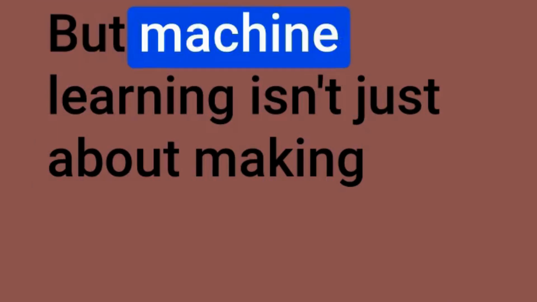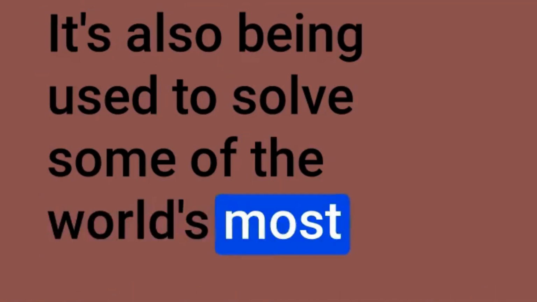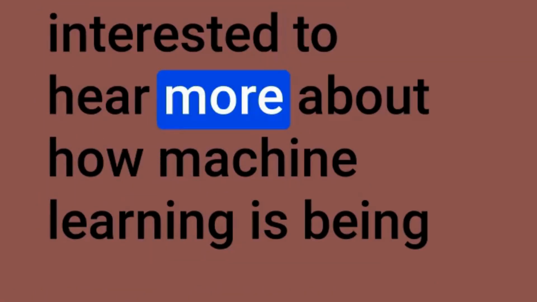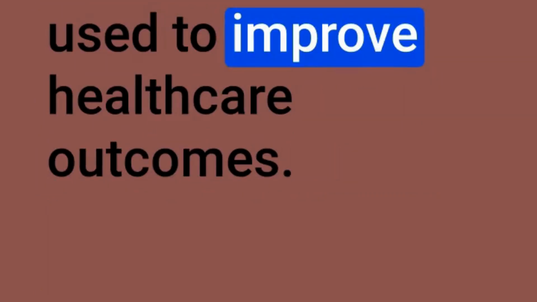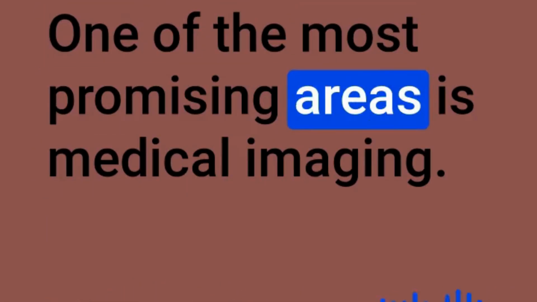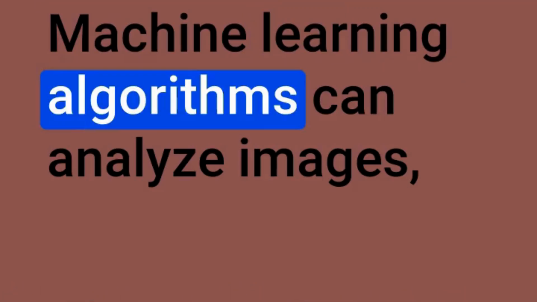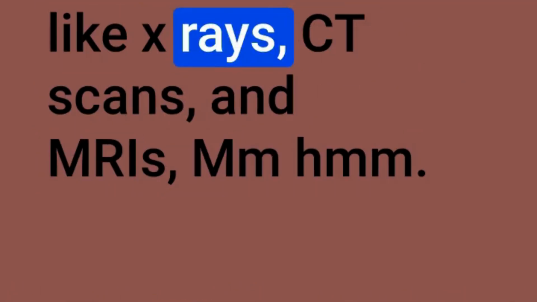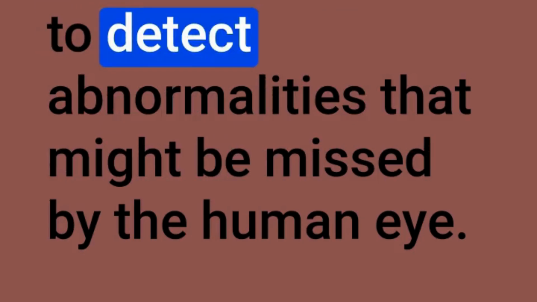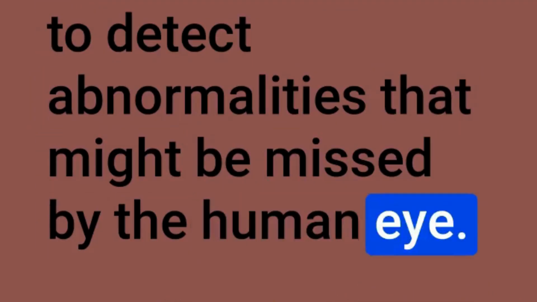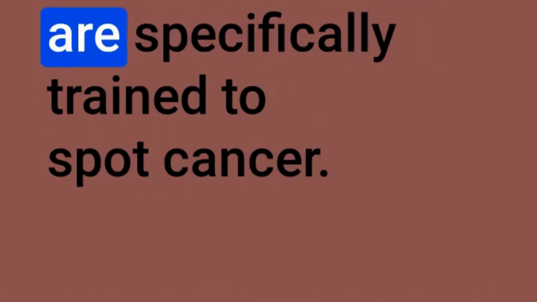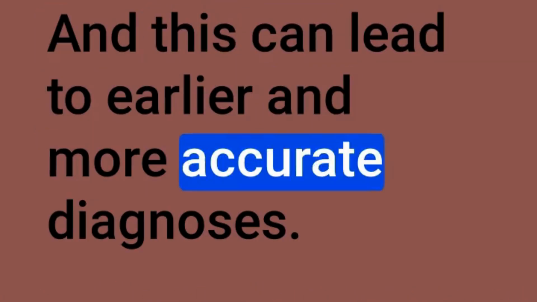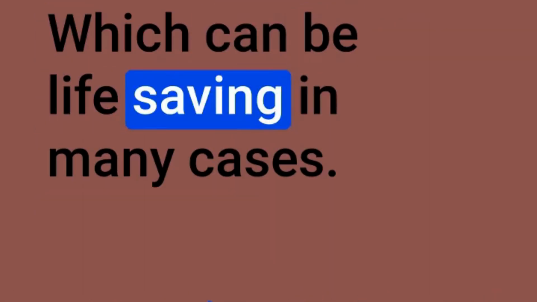Absolutely. Yeah. But machine learning isn't just about making our lives more convenient. Right. It's also being used to solve some of the world's most pressing problems, like in healthcare. Oh, yeah, we touched on this earlier, but I'm really interested to hear more about how machine learning is being used to improve healthcare outcomes. One of the most promising areas is medical imaging. Okay. Machine learning algorithms can analyze images like X-rays, CT scans, and MRIs to detect abnormalities that might be missed by the human eye. So it's like having a second set of eyes that are specifically trained to spot potential problems. Exactly. And this can lead to earlier and more accurate diagnoses, which can be life-saving in many cases.